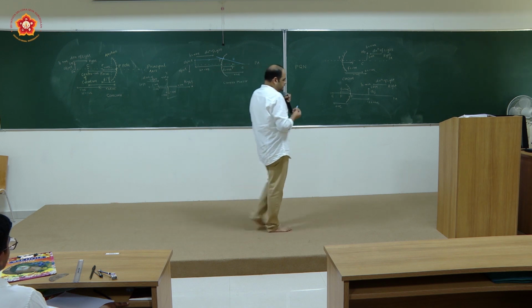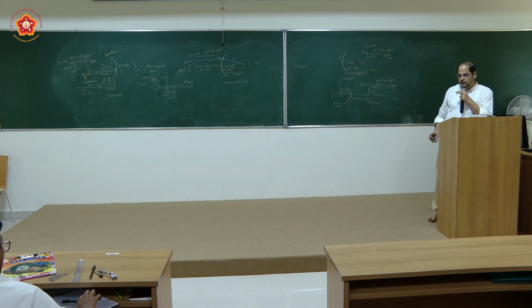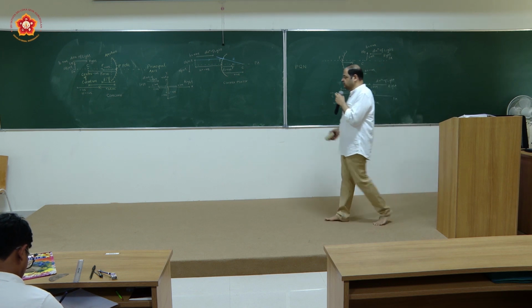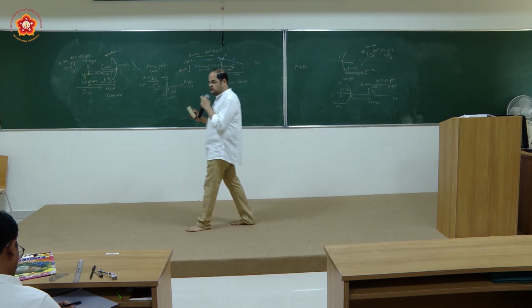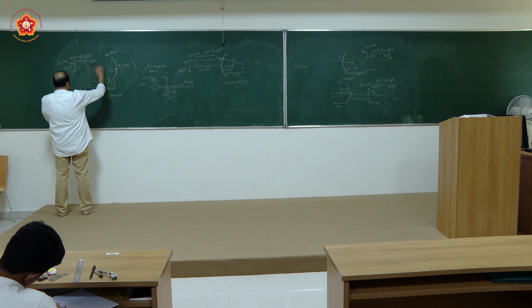Should I rub off this part? Because we want to look at the rules of image formation. It is based on laws of reflection. So I'll just remove this part and again redraw the figure.